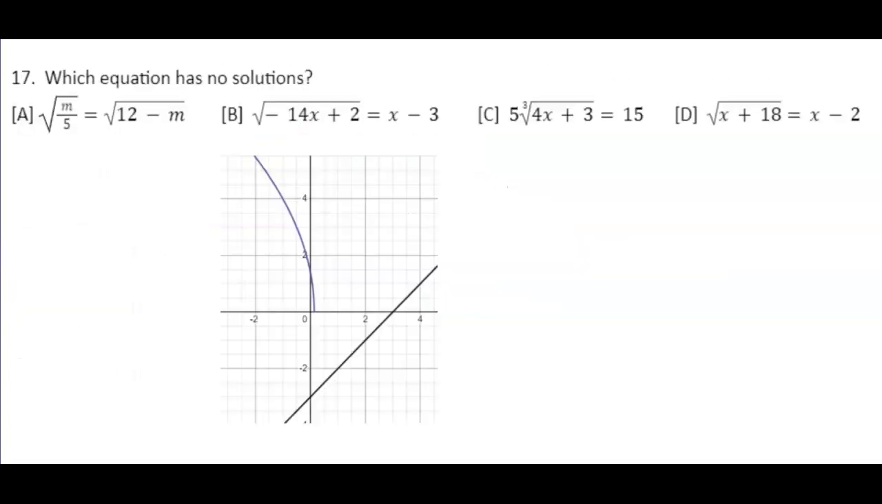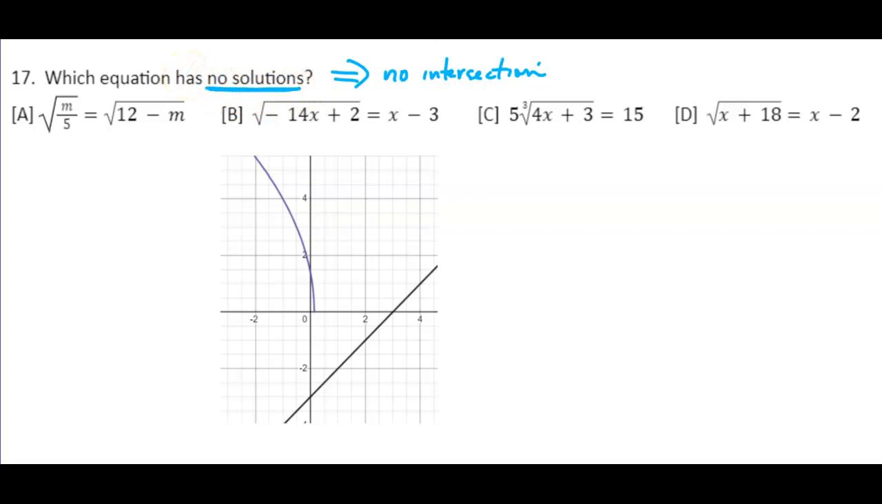All right, guys, another technology question here. We want to find which of these equations has no solutions. In other words, in Desmos, when I graph them, they do not intersect, no intersections. All right, so we expect you to graph each one of these until you find one that does not intersect at all, because we're looking for no solutions.